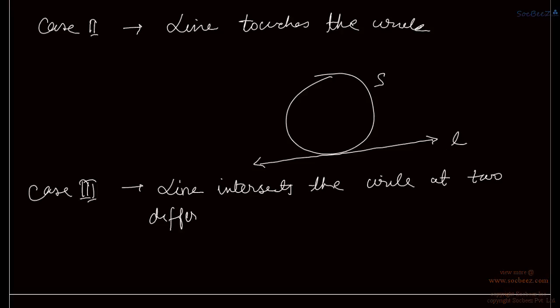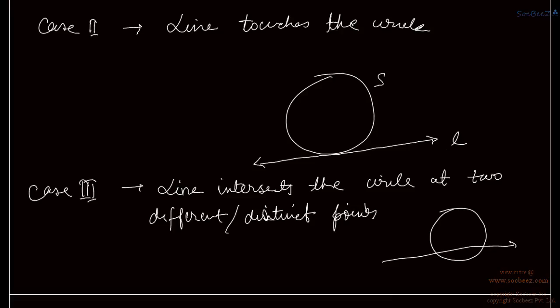At two different points, different or distinct points. Okay. So this is a circle and this is a line. So it intersects here and here. So there can be three cases for a line and a circle. That is, the line has no intersection with the circle, the line touches the circle, and a line intersects the circle at two distinct points. Okay.